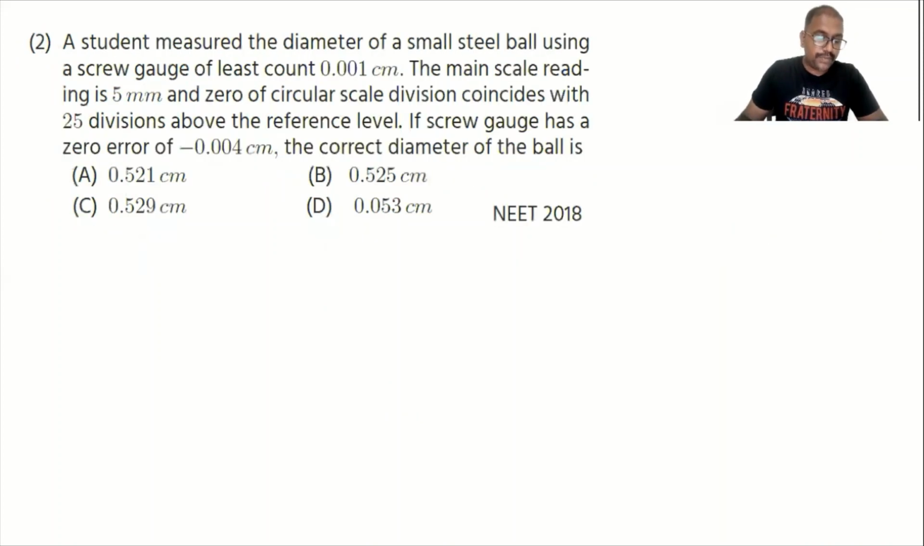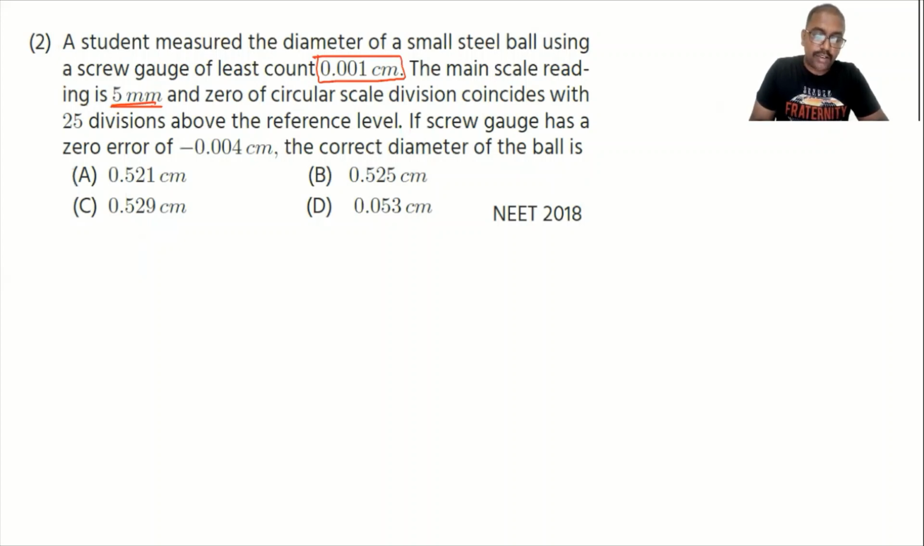Now question number 2. Student measures diameter of small steel ball using screw gauge of least count, so this is the least count 0.01 centimeter. Main scale reading is 5 mm. So main scale reading 5 mm, or you can write 0.5 centimeter.